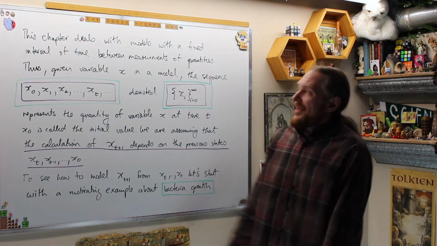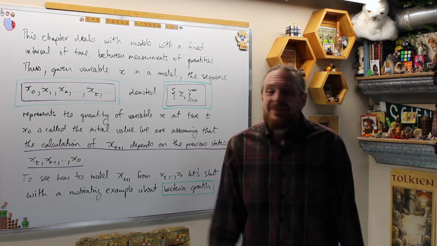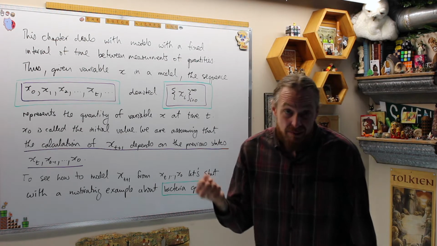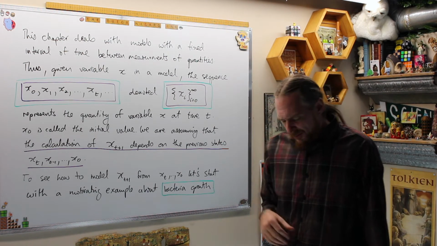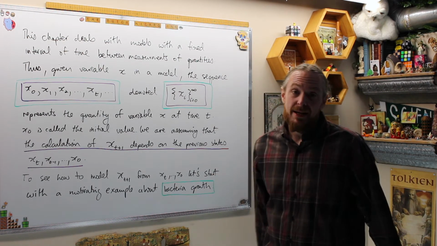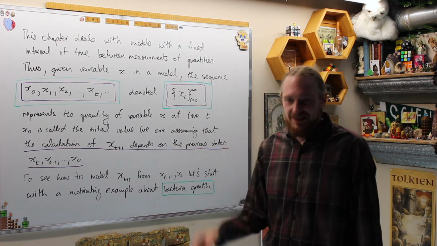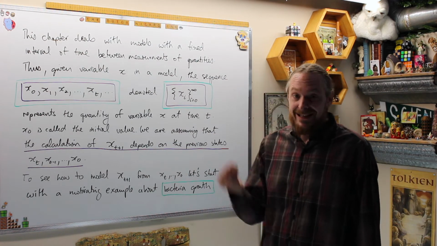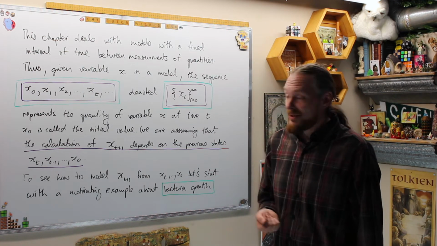Let's get to it. Okay, this chapter deals with models with a fixed time interval between measurements of the quantities involved. There may be more than one quantity. We'll get more and more complicated as we go, but for now we're going to talk about one quantity, x usually, to keep the notation consistent.